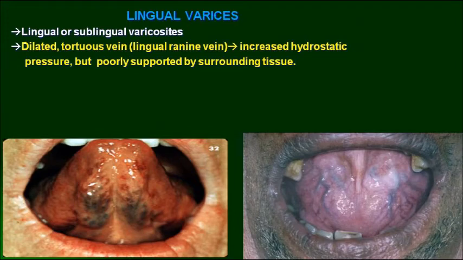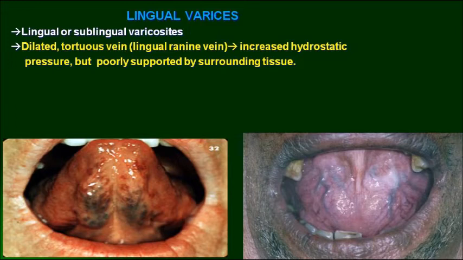Now what is lingual varices? Lingual varices are dilated veins you can see beneath the ventral surface of the tongue. This is because of the increased hydrostatic pressure and poorly supported surrounding tissue. The surrounding tissue will be very less, but the veins will be very large in size and dilated also because of the increased hydrostatic pressure within them. So these are known as lingual varices.